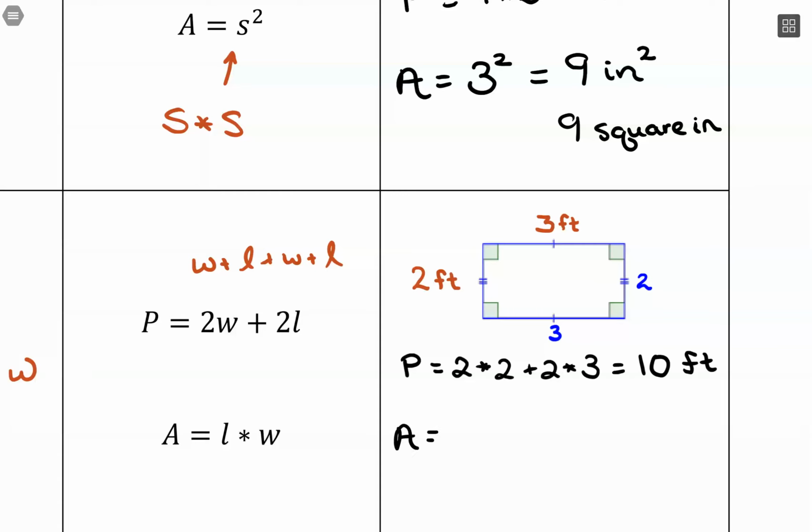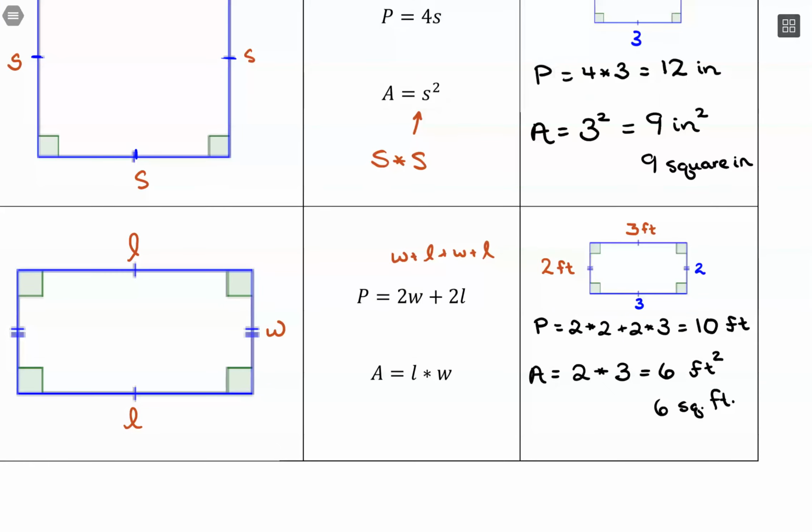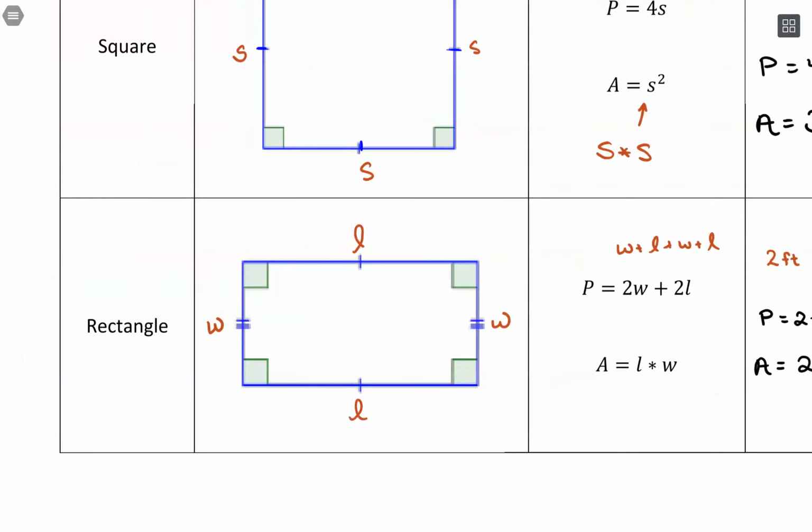All right, and then for area, we're just going to take the width of 2 times the length of 3, so that's 6. And then with area, we square our units, so it'll be feet squared, or again, you could say square feet, and that works great too. So that is our square and rectangle.